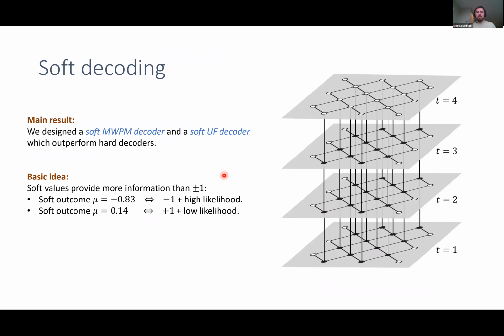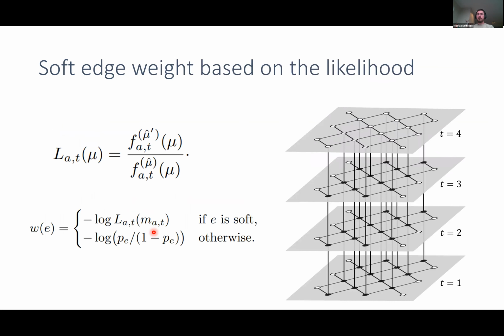Okay, now, how do we move to soft decoding? We need to add this likelihood, this soft information. So we have this plus or minus 1 on edges. We will keep the hard value on vertices like we had before. And we have this extra information, the likelihood, that tells us how confident we can be in the outcome. With 0.14, for instance, we cannot be too confident in the outcome plus 1. It could be a flip. So we need to inject this information inside the decoding process.